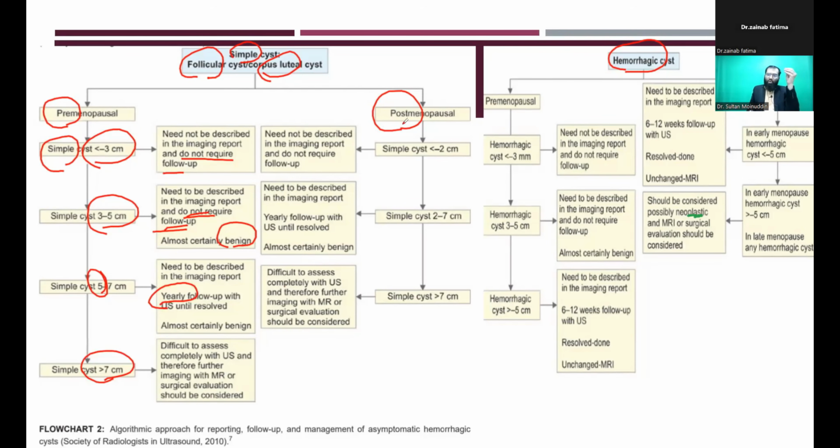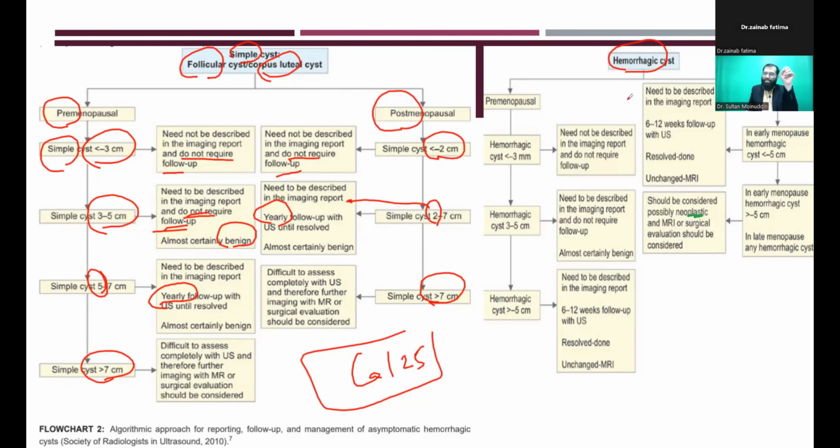Now coming to postmenopausal female, I have told you even a 2 centimeter cyst, that is less than 2 centimeter, need not be described or does not require follow-up. But if it is 2 to 7, once it becomes 2 centimeters, now it needs to be described and yearly follow-up. And you have to see if it increases in size or resolves. And if it is more than 7, certainly you have to consider her for surgery. Of course, we do CA 125 to rule out malignancies.